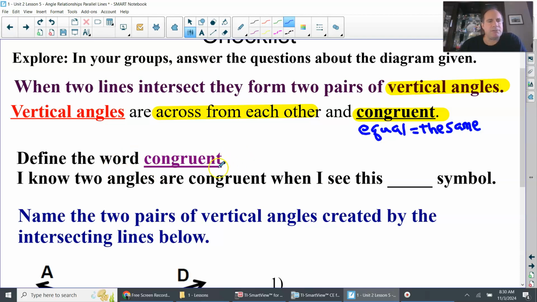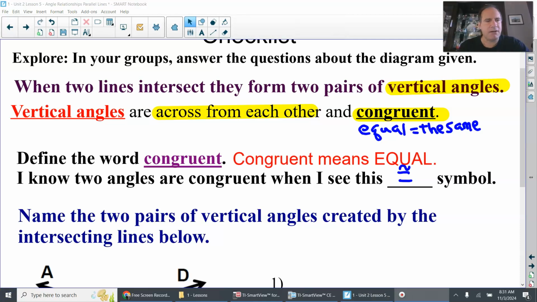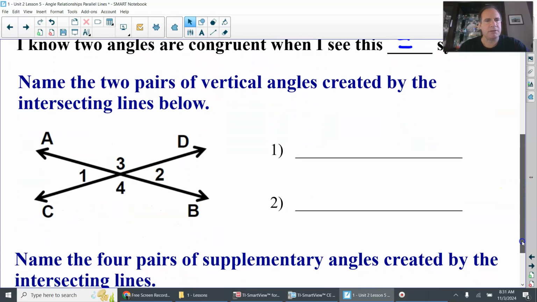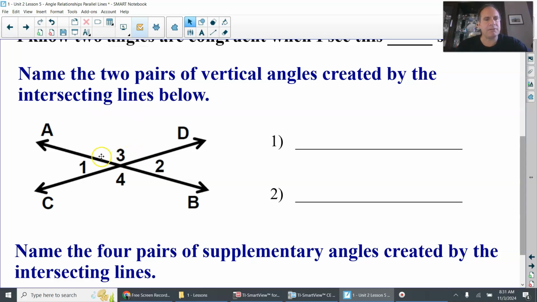All right, define the word congruent. I know that two angles are congruent when you see this symbol. So congruent means exactly the same. Okay, so I just put it there, and now we know that congruent means equal to each other. So now we have a pair of vertical angles. I'm going to highlight the pair directly across from each other. So 1 and 2 are vertical angles. They are equal to each other. They're congruent. 3 and 4 are also equal to each other.